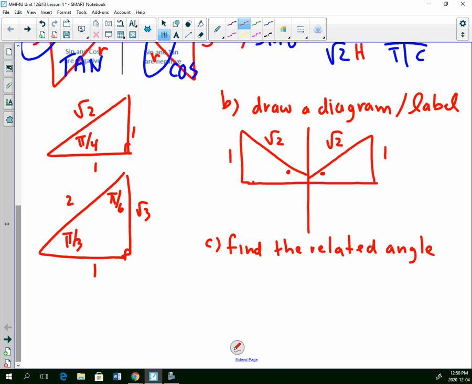And we want to compare. So when I look at this diagram, the hypotenuse is root 2, so I know it has to be a pi over 4 triangle. So my related angle is pi over 4. That means this angle is pi over 4 and this angle is pi over 4. Okay, so determine what kind of triangle you just created.